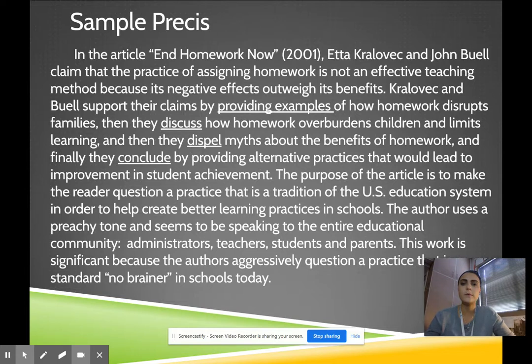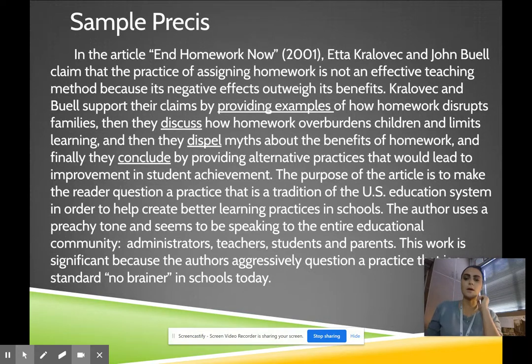In the article End Homework Now, 2001, Etta Kralovic and John Buell claim that the practice of assigning homework is not an effective teaching method because its negative effects outweigh its benefits. Kralovic and Buell support their claims by first providing examples of how homework disrupts families, then they discuss how homework overburdens children and limits learning, and then they dispel myths about the benefits of homework, and finally they conclude by providing alternative practices that would lead to improvement in student achievement.